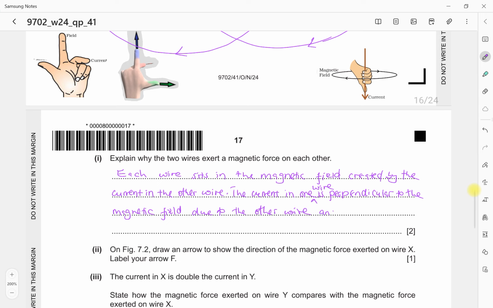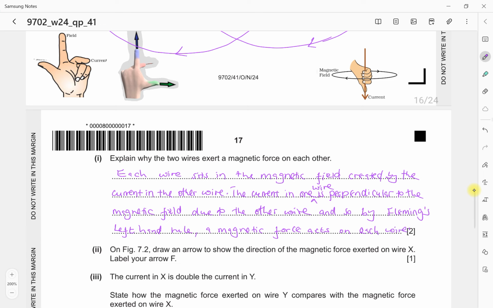And so by Fleming's left-hand rule, a magnetic force acts on each wire. The current in one wire is perpendicular to the magnetic field due to the other wire, and so by Fleming's left-hand rule, a magnetic force acts on each wire.